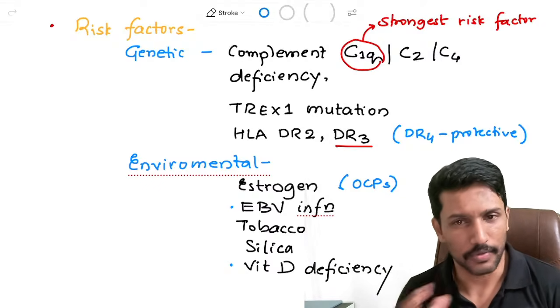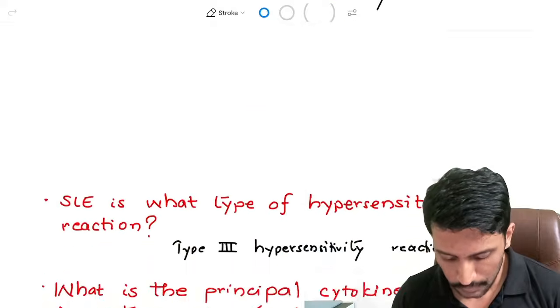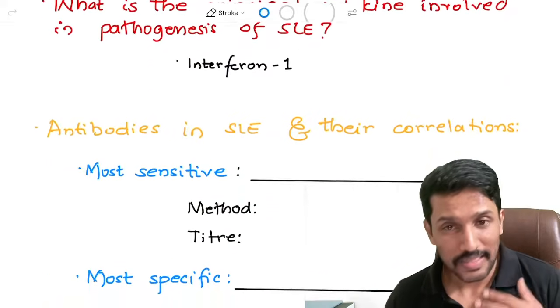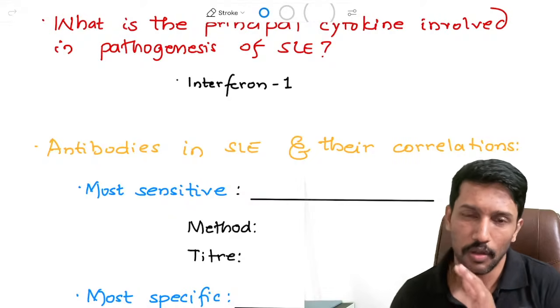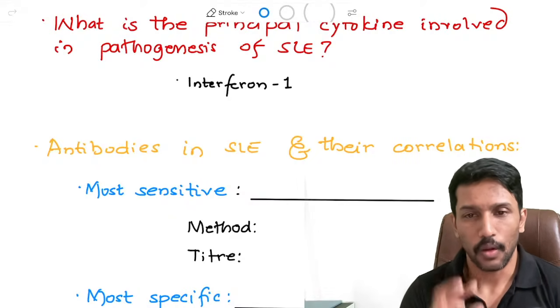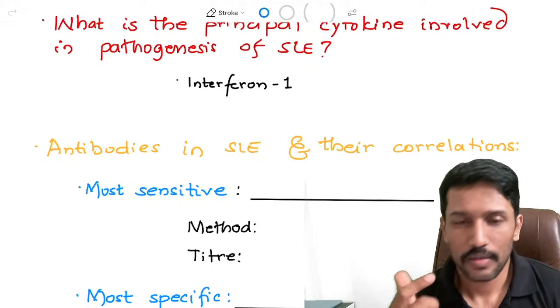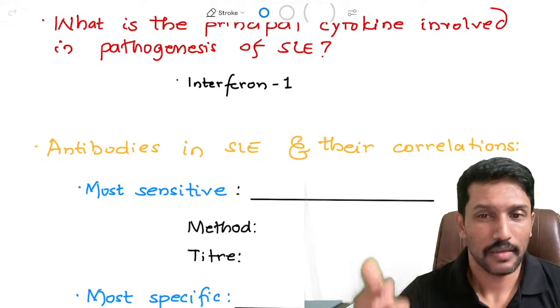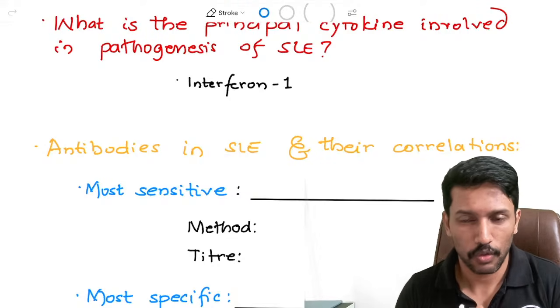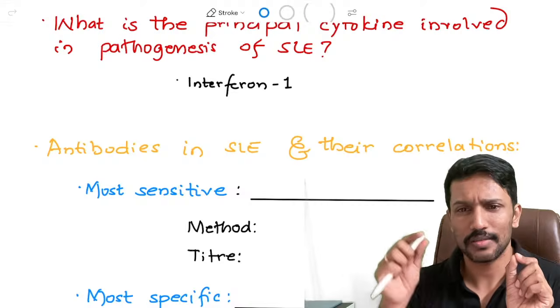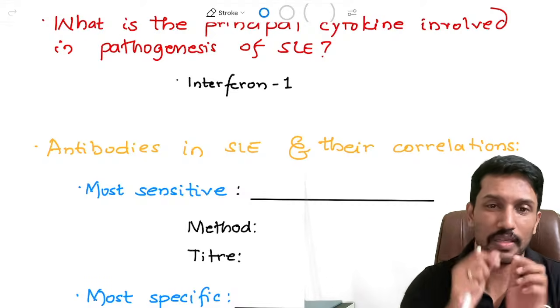Silica exposure and vitamin D deficiency are risk factors. The main cytokine involved in the pathogenesis of SLE is interferon 1, which is responsible for the organ damage. Now, why did interferon 1 start targeting the organs? Because there was a deposition of immune complexes. And what are these complexes formed of? Our own tissue antigens and our own antibodies produced against these antigens.